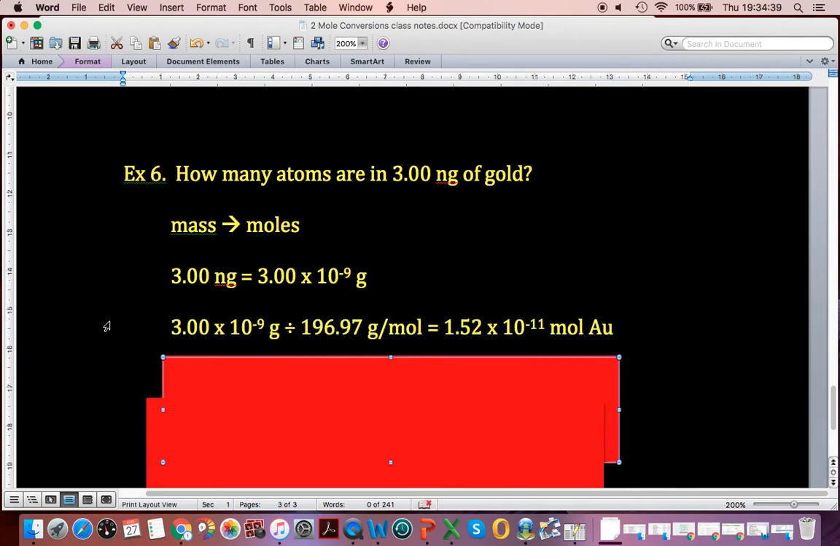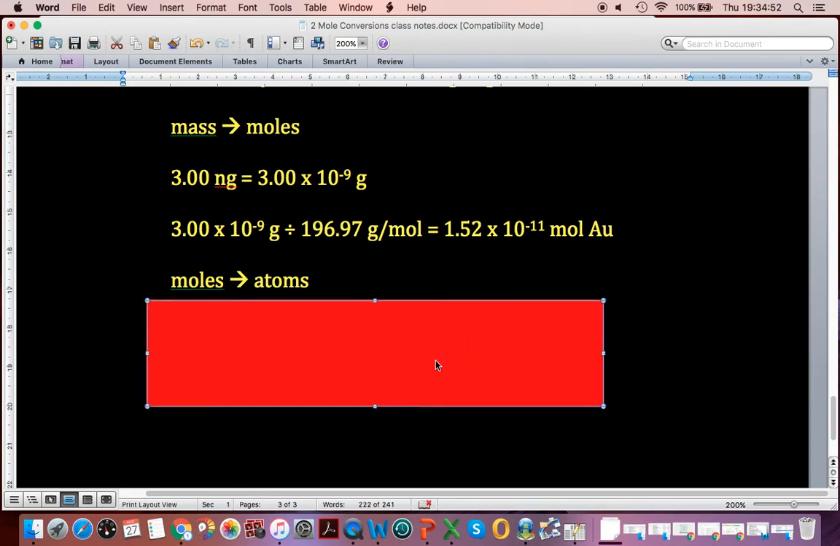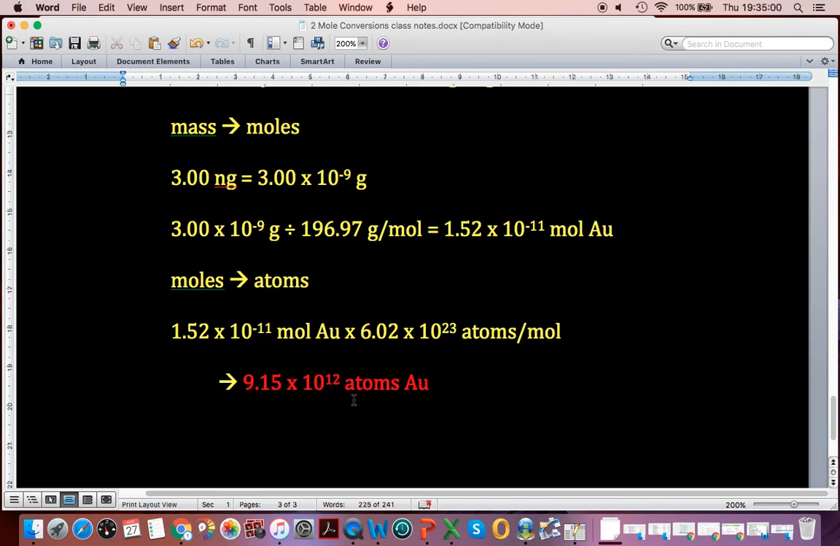We take that number of grams, and we know this is gold, Au. We divide by the molar mass of gold, and we get a tiny number of moles of gold. And what we have to do is now take those moles and convert them to atoms. So we're going to take this tiny number and multiply it by a huge number and get a fairly big number. So even though we're down at nanograms, we still end up with trillions of atoms of gold. 9.15 times 10 to the 12th atoms of gold.